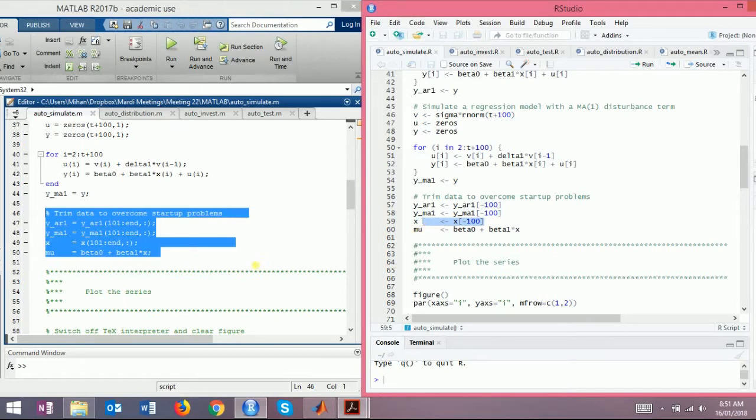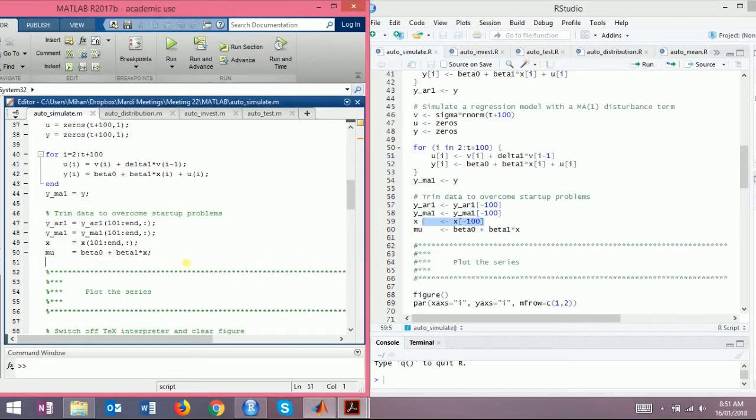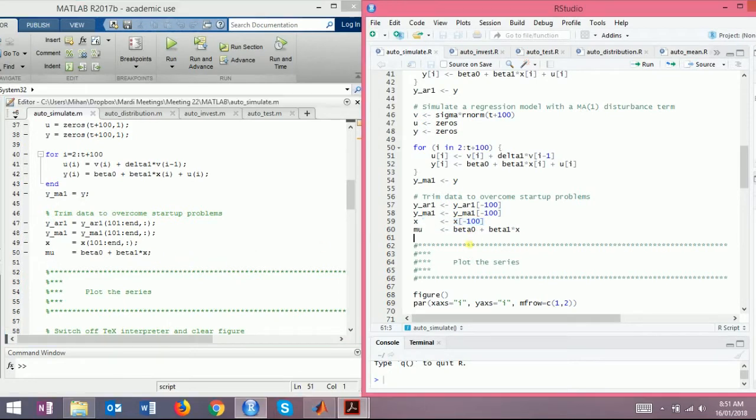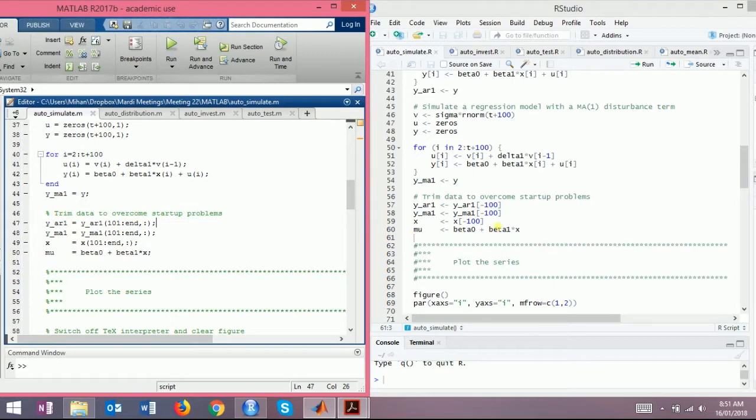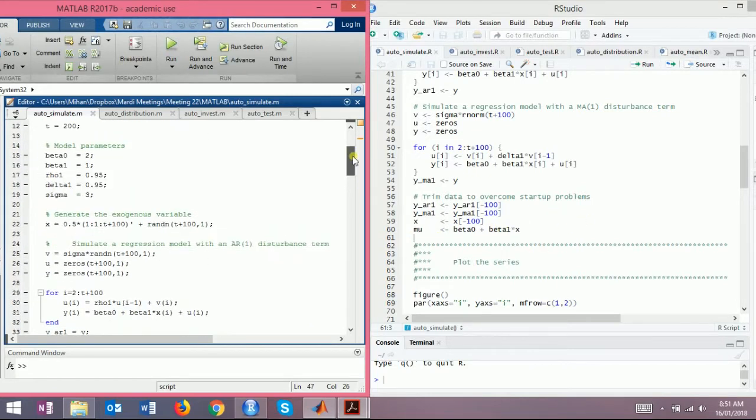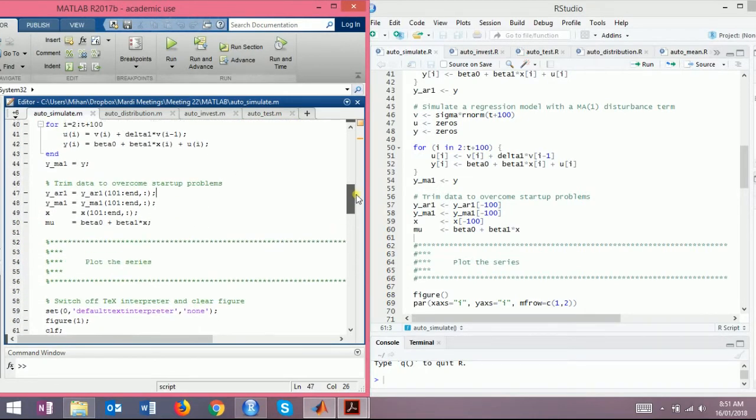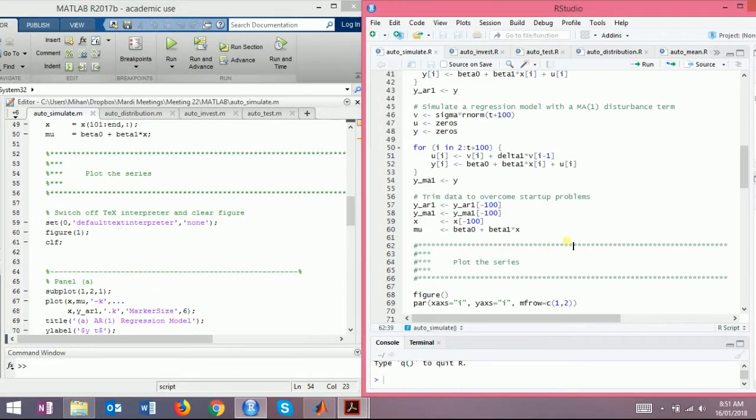Mu is beta naught plus beta 1 x. So we have mu equals beta naught plus beta 1 x. Did we measure beta naught and beta 1? We know we measured u and y. Indeed, beta naught and beta 1 are given to us, right? So this generates mu because x is simulated. Now comes plotting the series.